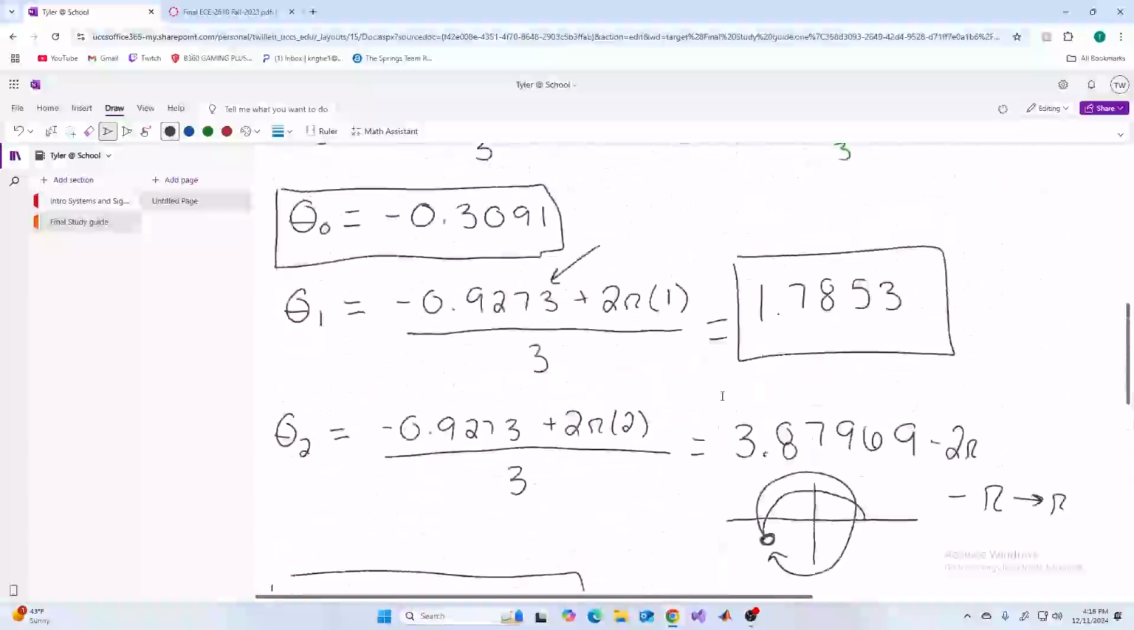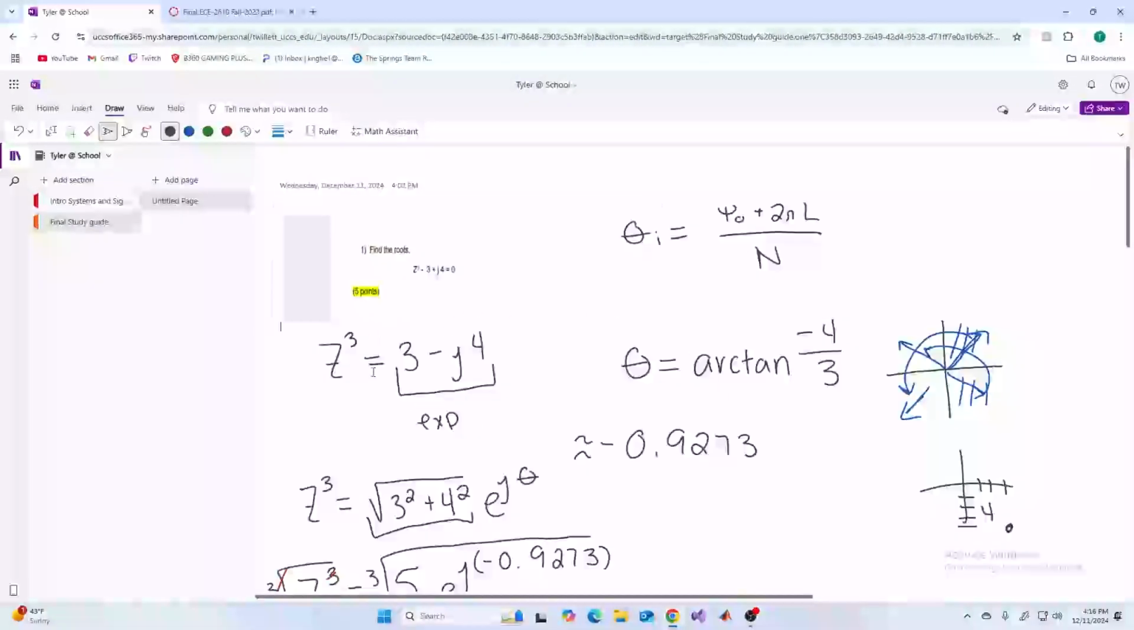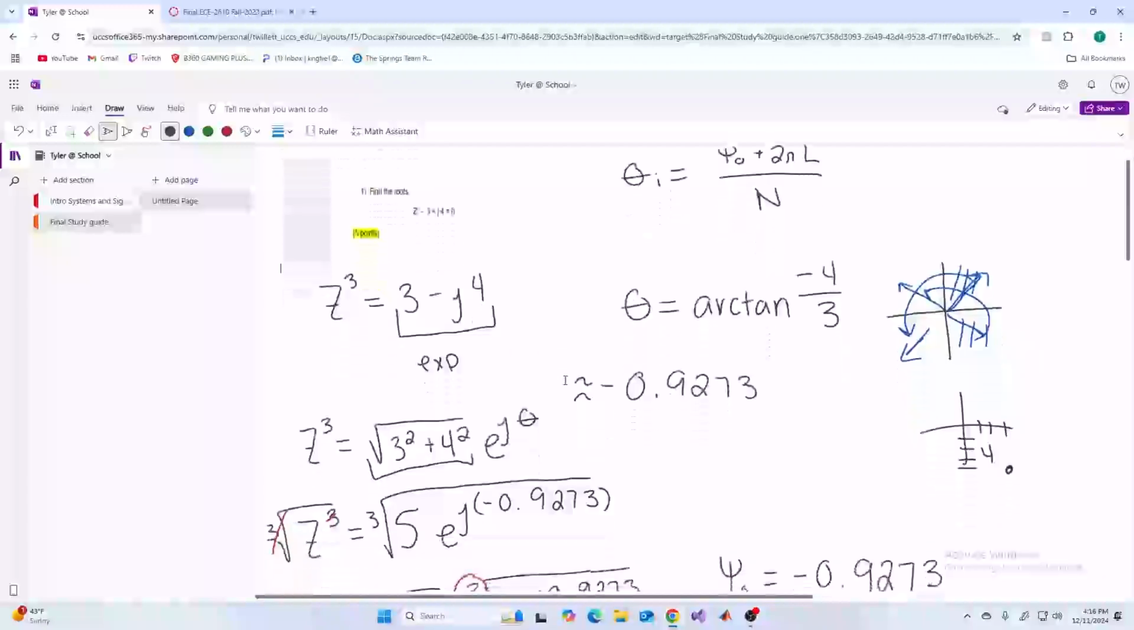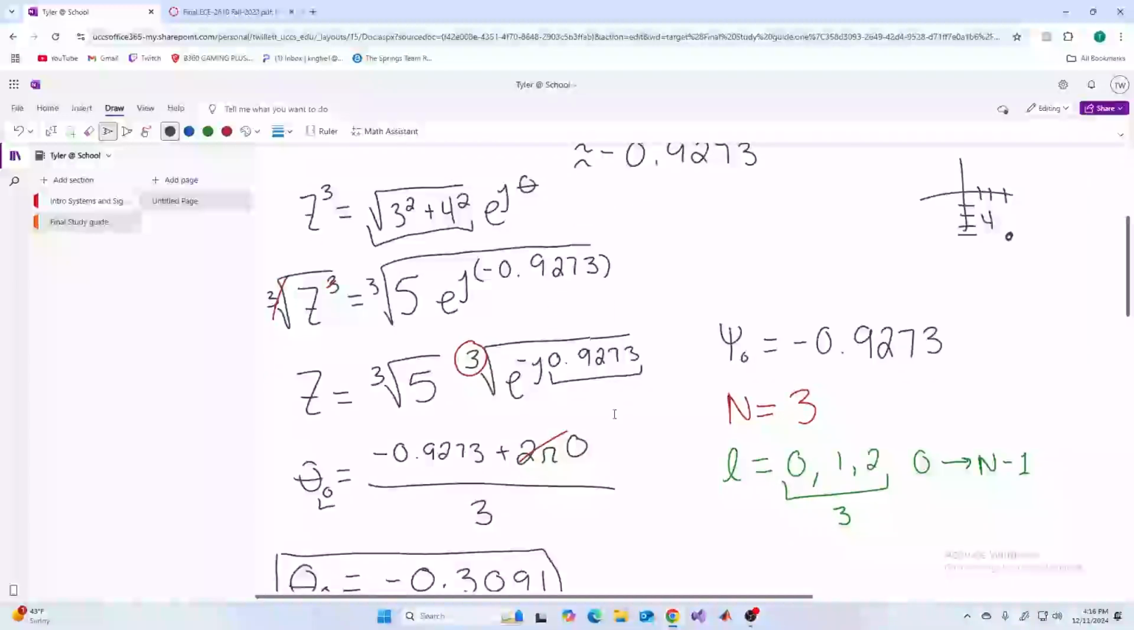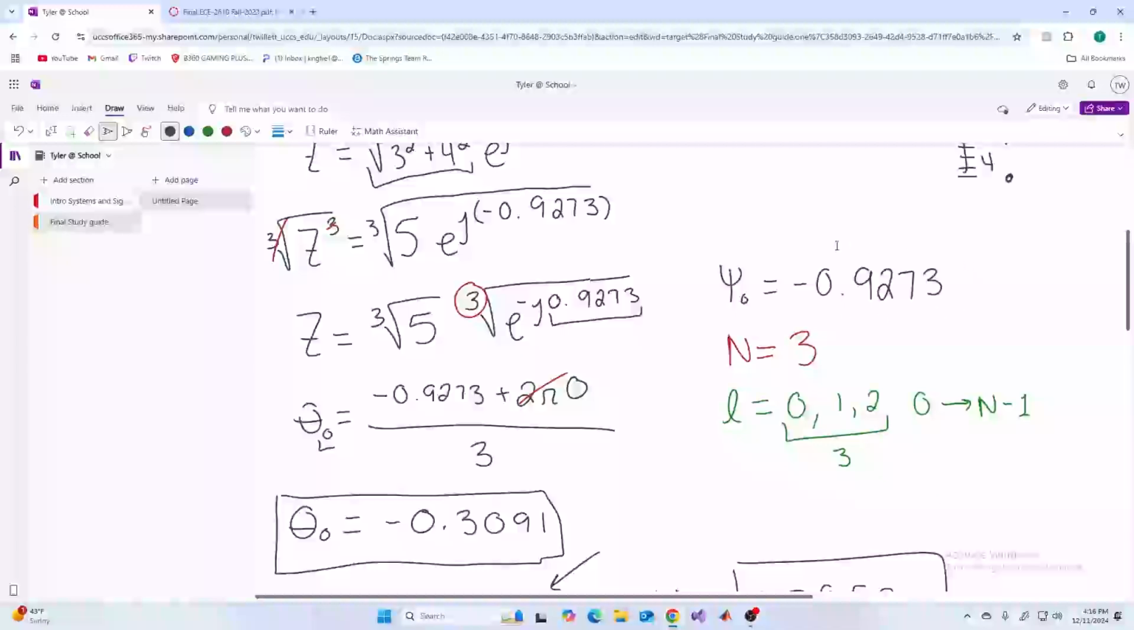So just to recap, the very first thing we do is isolate z on its own, putting everything on the right side. We put everything from rectangular into exponential. Then we start figuring out what our angle is. Remember, make sure you're in radians. It's not going to work if you're in degrees.